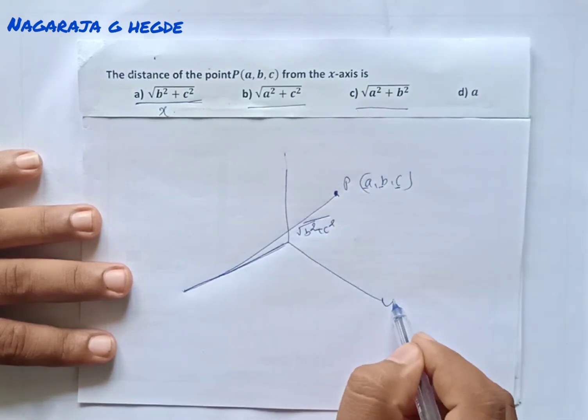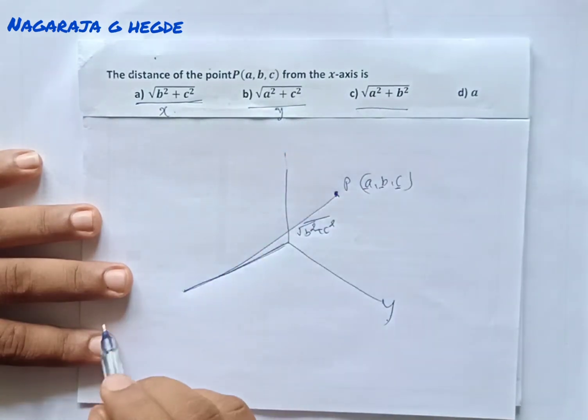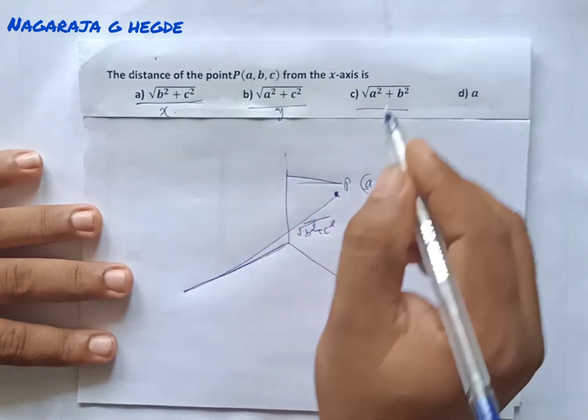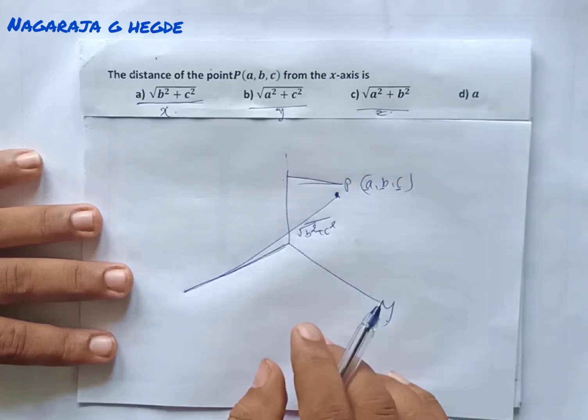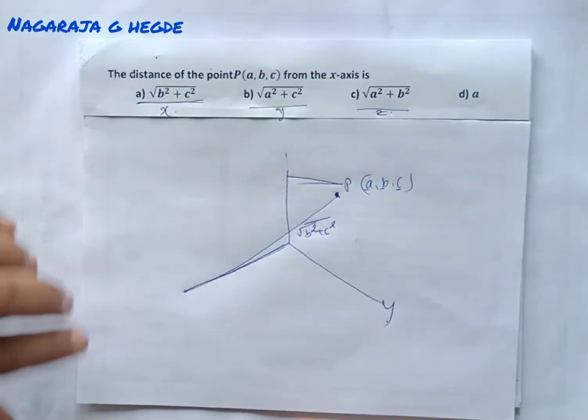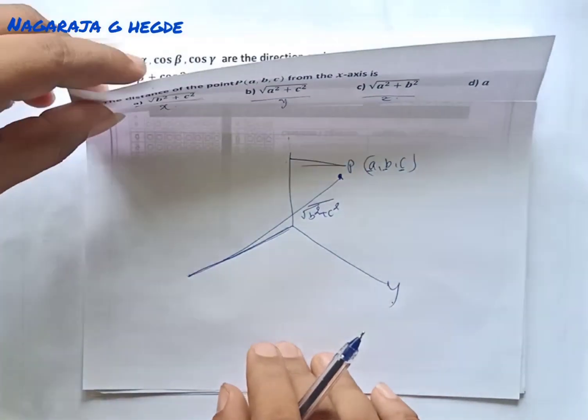Then for the y-axis, that is root of a square plus c square. For the z axis, that is root of a square plus b square. Remember this question. Here you are having 3 questions in one question.